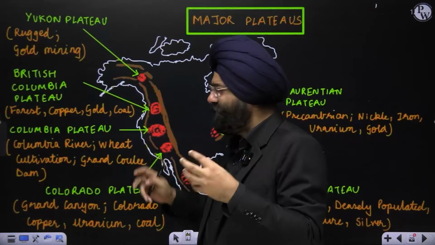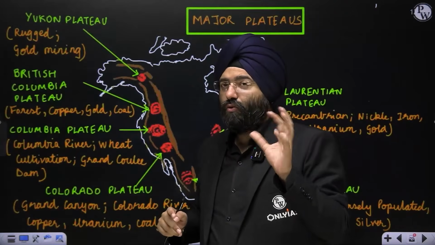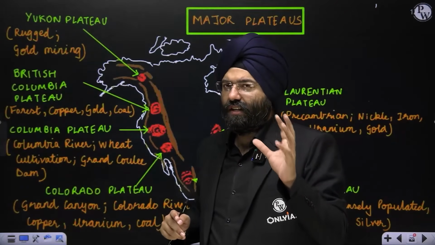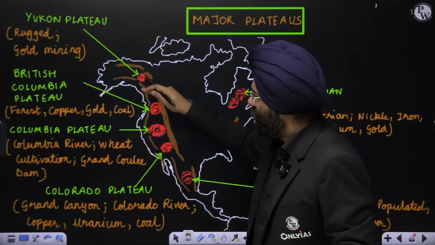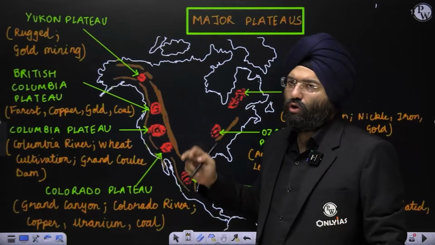Again, majorly, gold is found in almost most of the important places. That is why, as I told you, gold mining was done on a very extensive scale in these regions. So you have forest cover, and you have copper, gold, and coal. If you move a little further south, you have the Columbia Plateau.